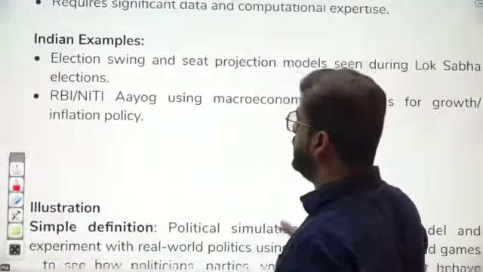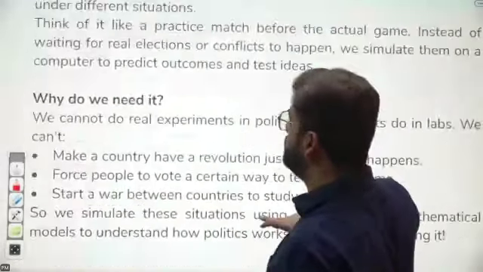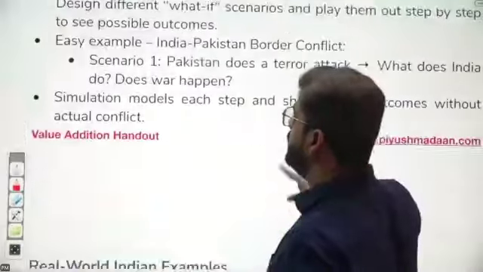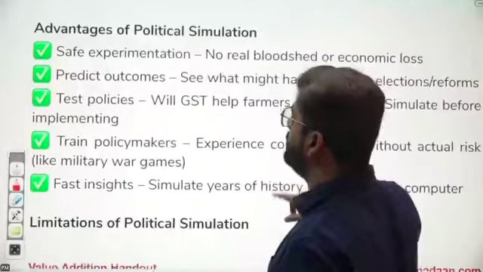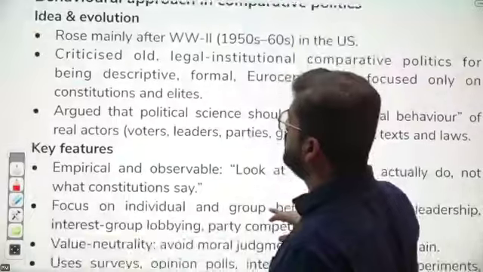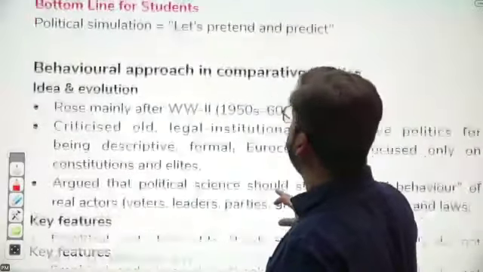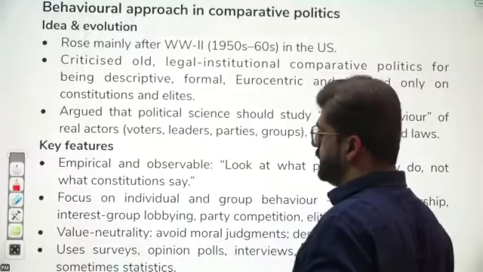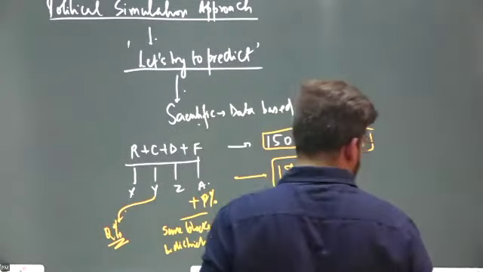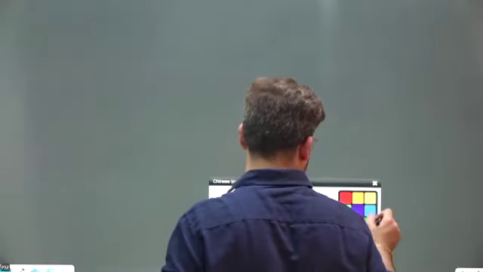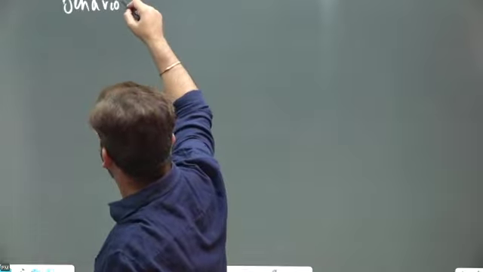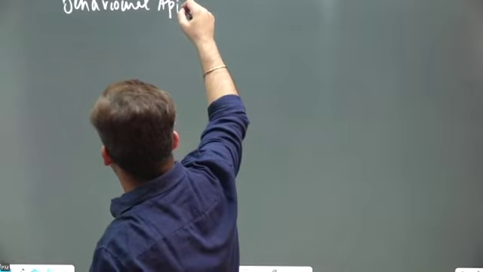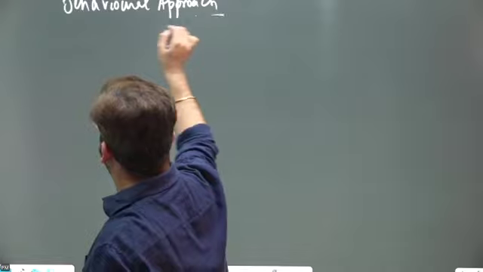Okay. Now, let's take the discussion forward. Okay, next is the behavioral approach in comparative politics. After doing the political simulation approach, next is the behavioral approach. When we talk about behavioral approach, it is nothing but behavioralism.